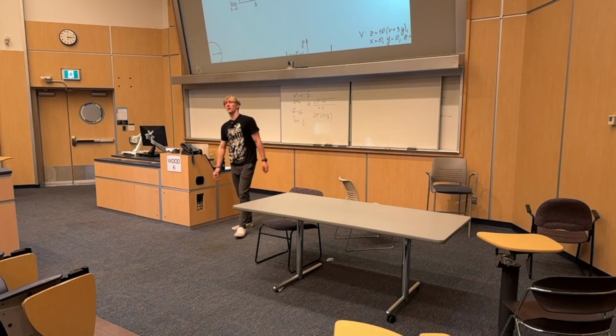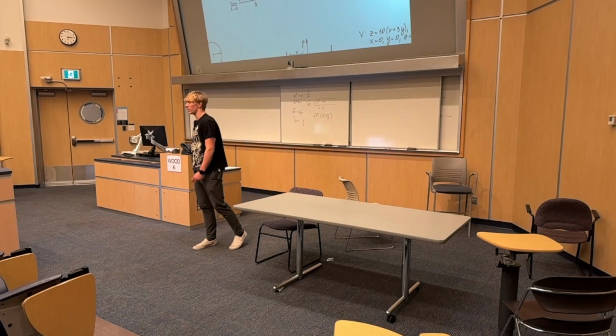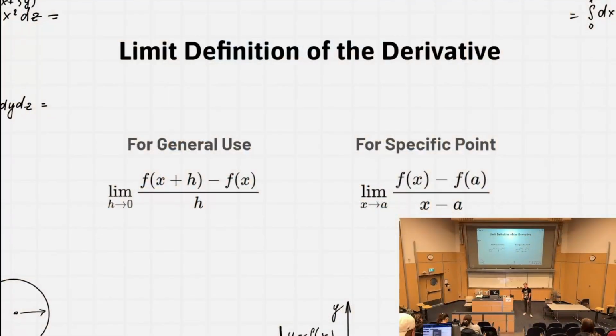So there's two limit definitions of the derivative, which I almost guarantee there will be a question about. For the general use where you're not specified a case, that's f of x plus h minus f of x, all over h, as h goes to 0. But if you are given a specific point, you can use the limit as x goes to a, and that'll simplify things, especially if a is 0. That's really helpful.